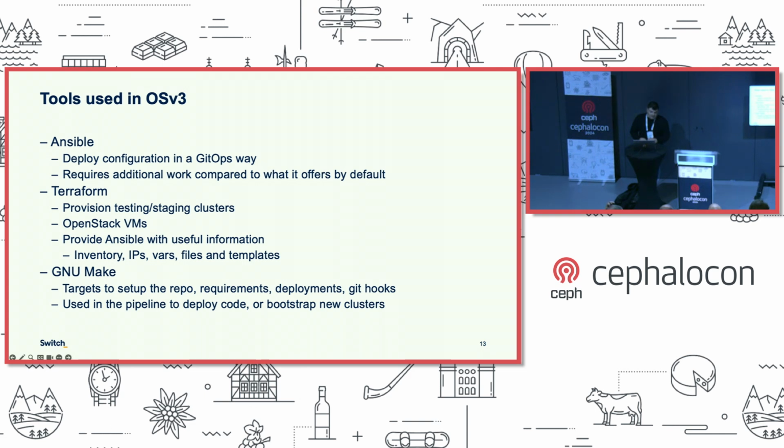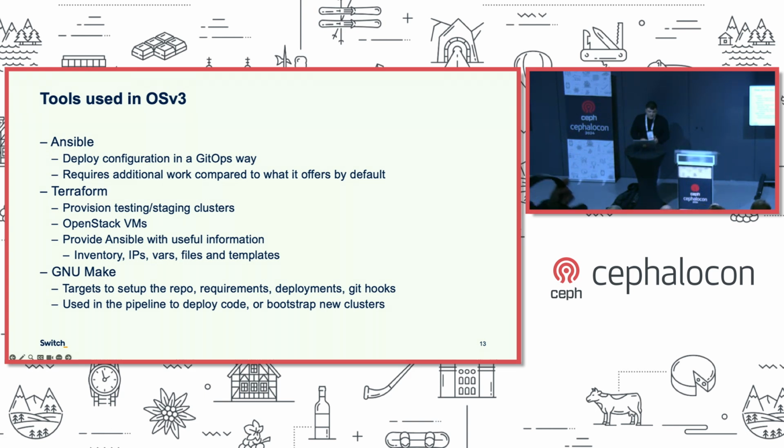Then we also use Terraform. This is basically to provision our staging and testing clusters. They are based on OpenStack VMs. Basically, we use the Switch Cloud Compute service for that. And with Terraform, once it provisions everything, the network, etc., it provides Ansible with user information like inventory, IPs, vars, files, templates, you name it.